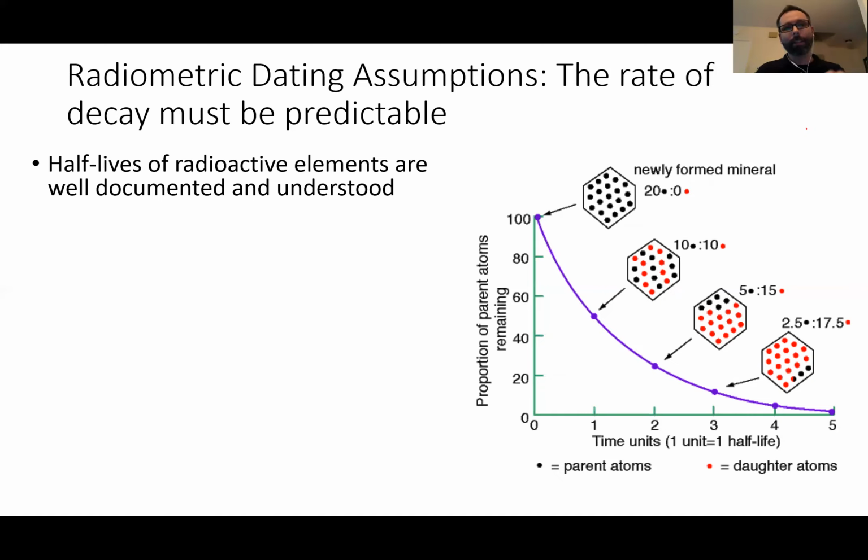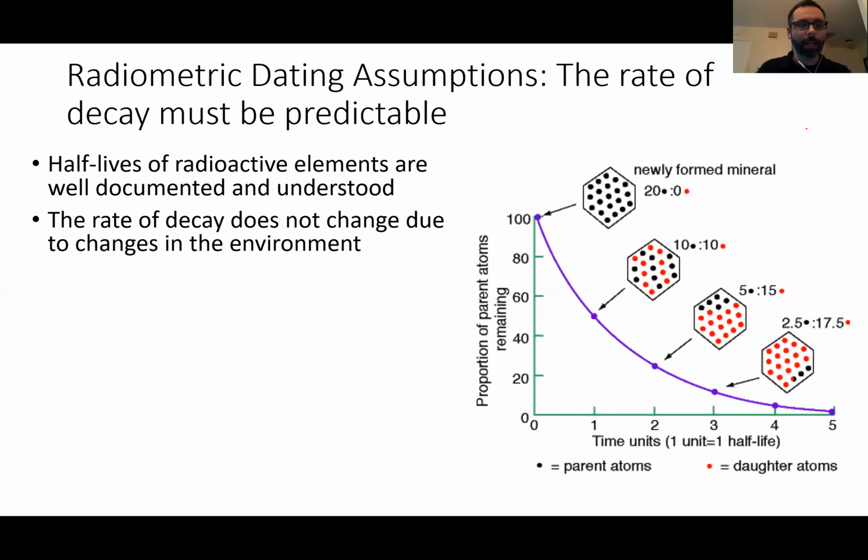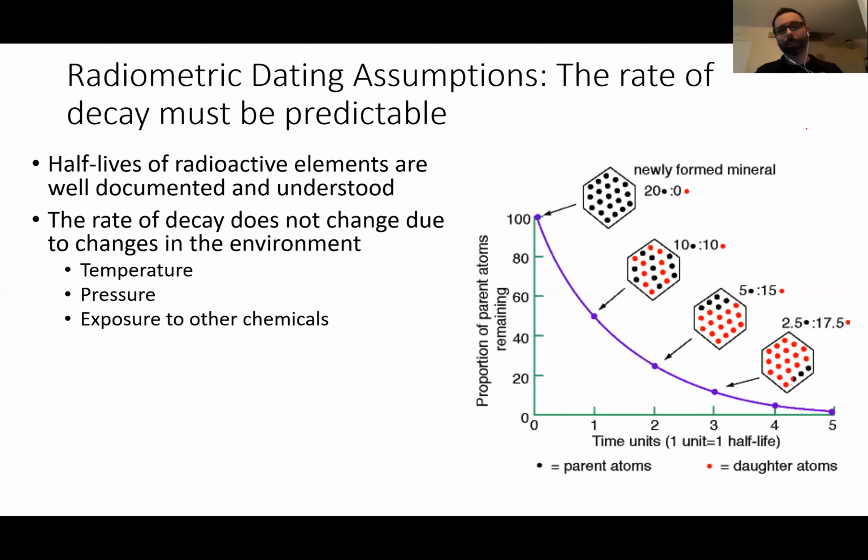We know exactly how they are. The other part about it is, well, maybe it goes slower when it's cold or something like that, right? So during ice ages, rocks would lose their radiation slower, and so this would make the rocks seem like a different age than they actually are. But radiation is not changed by temperature and pressure or anything like that.